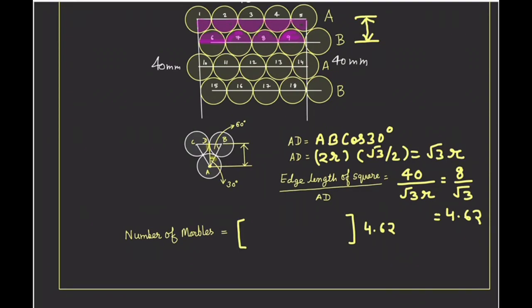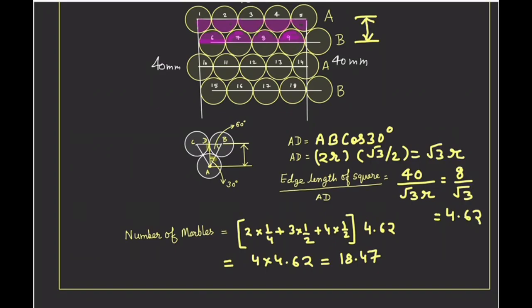So the number of marbles in A layer: the atoms present at the corner, marbles number 1 and 5, are 1/4 inside the square. So we can say that there are 2 marbles in A layer whose contribution is 1/4. There are 3 marbles, numbers 2, 3 and 4, whose contribution is half. In the B layer there are 4 marbles whose contribution is half. If we simplify this, we get 4. So 4 into 4.62, on multiplication, gives 18.47. This value is equal to 18.47.